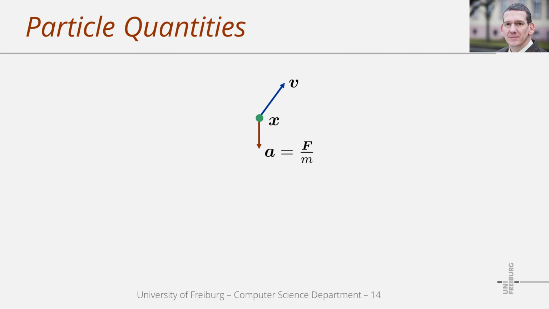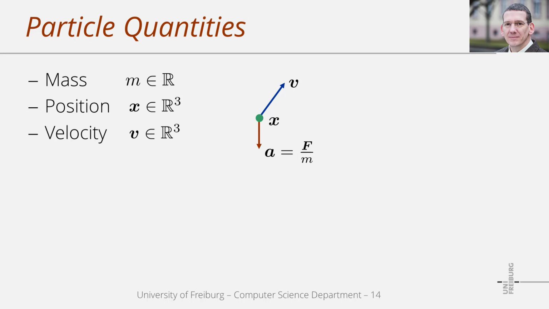So here we have a list of quantities that we typically consider at a particle to compute its motion. First of all, a particle represents some small volume of a material, so it has a mass m, which is just a scalar value. Then a particle has a position x and a velocity v. Position and velocity are represented with vectors, and we often work in 3D or 2D. So here we assume a 3D simulation.